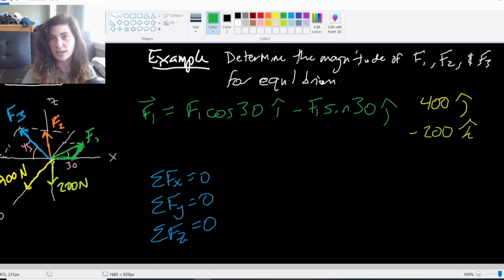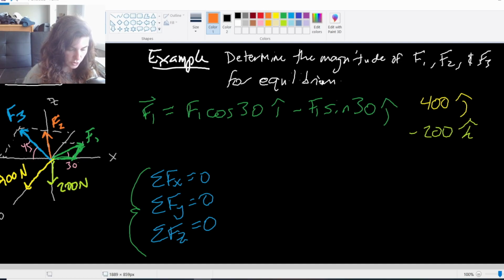Now I can see my components, I can see what is the x portion, what is the y portion, and it's going to come in really, really in handy when we're plugging into these equilibrium equations here. Let's go ahead and look at F2 next.